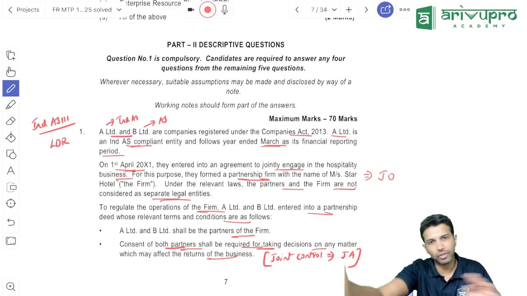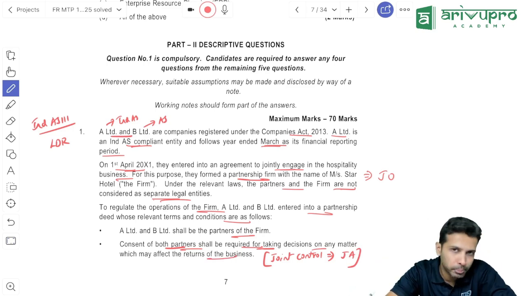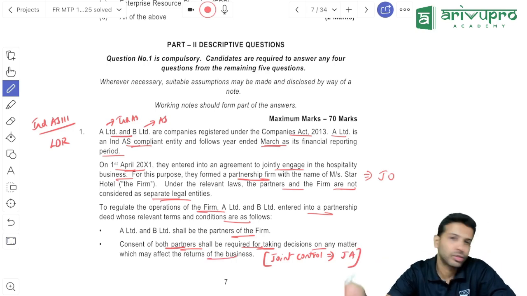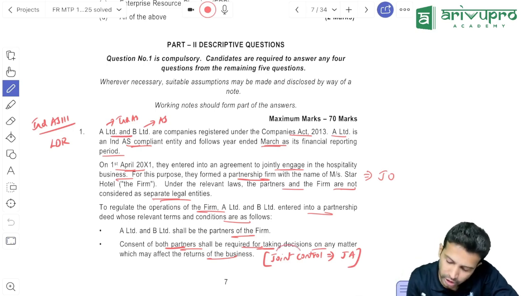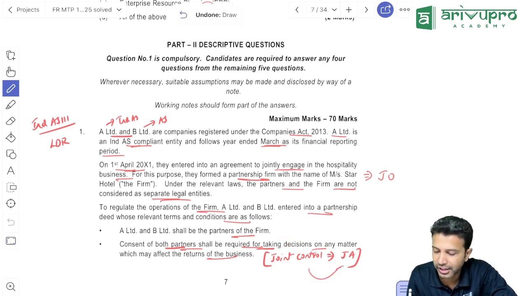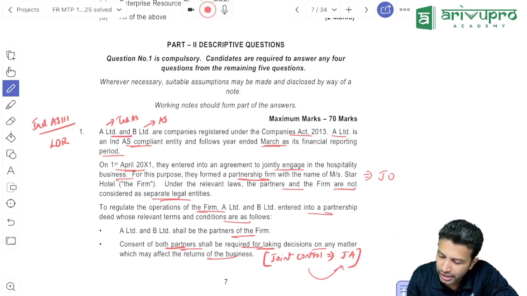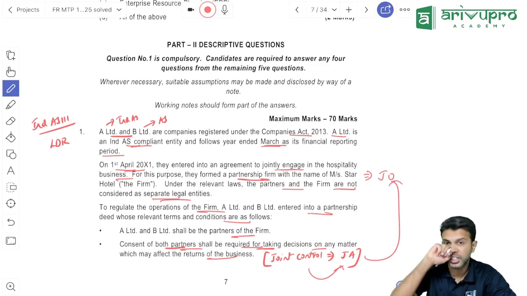So one partner is not able to control the business. If any decision has to be taken, it means both the parties' consent is required. So control is not with one party. There is a joint control over here. So since there is a joint control, this is a joint arrangement. So Ind AS 111 is applicable because there is a joint control over here. Except that, it looks like this joint arrangement is in the feature of a JO till now.